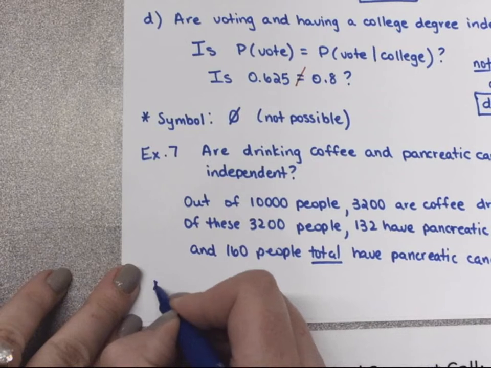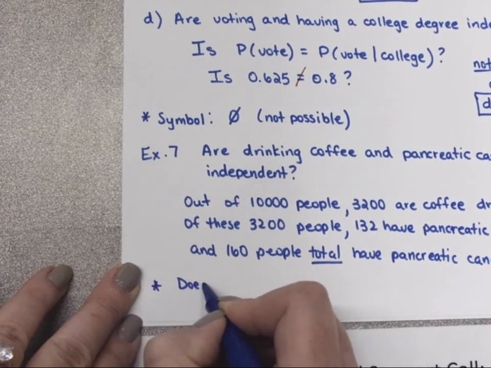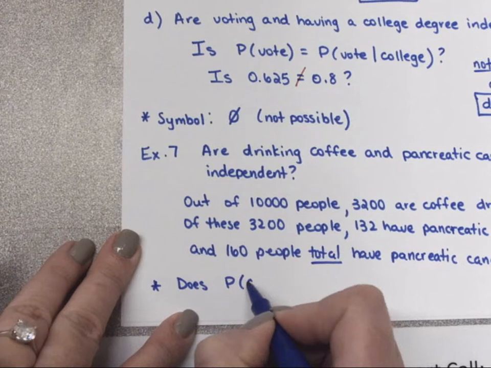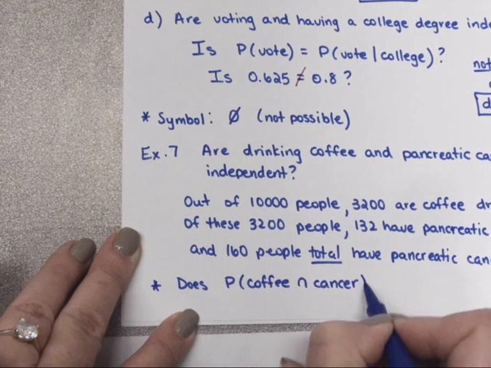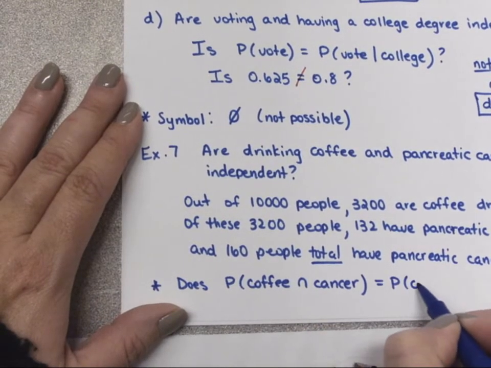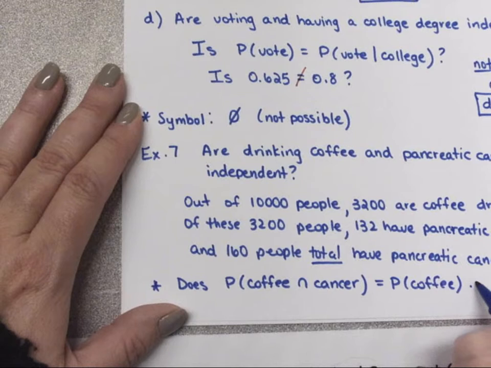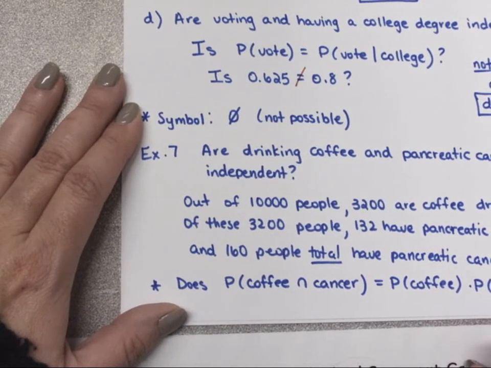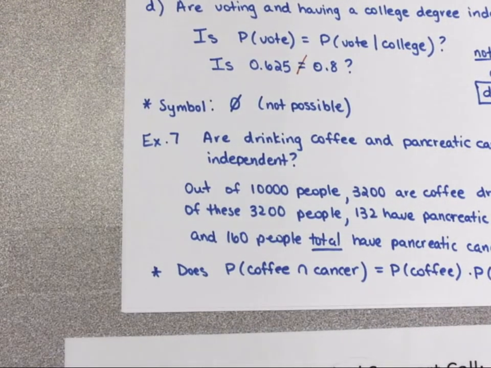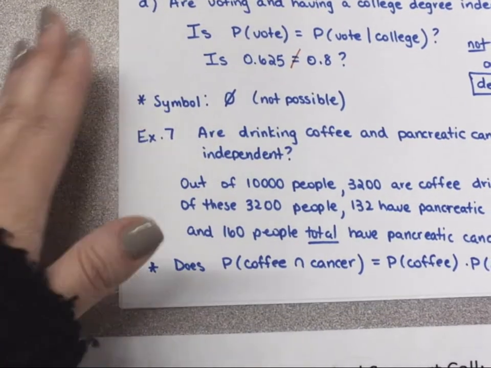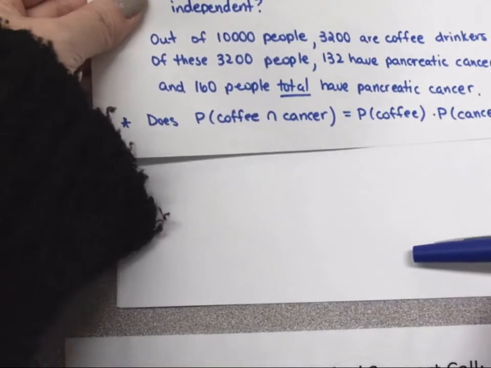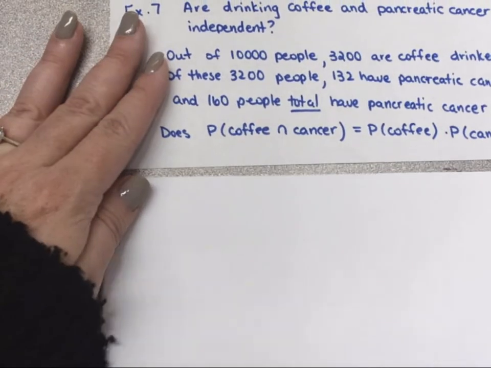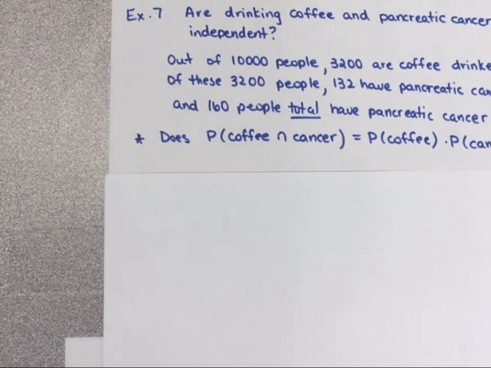Okay, so one way to show is, does the probability of coffee and cancer equal the probability that we were a coffee drinker times the probability that we had cancer? In other words, do we not need the given notation? If we don't need the given bar, then it means that they were independent of each other. Okay, so let's see if we can figure these out, and we have all the numbers to be able to figure out both sides of this equation.